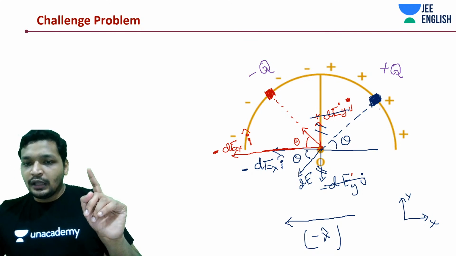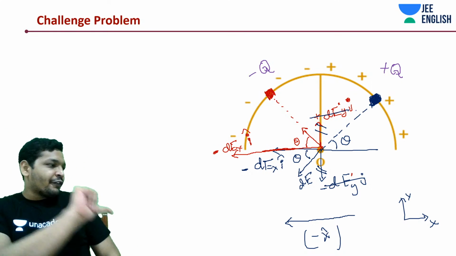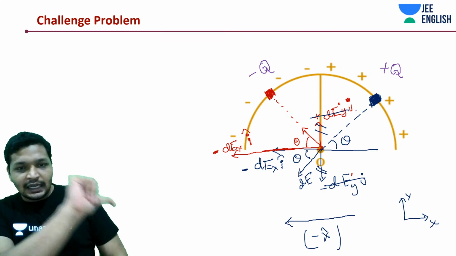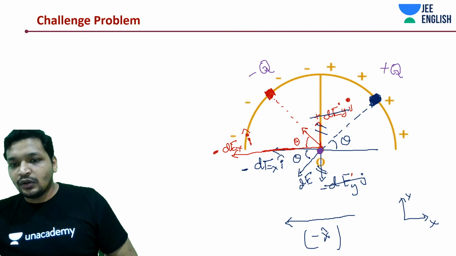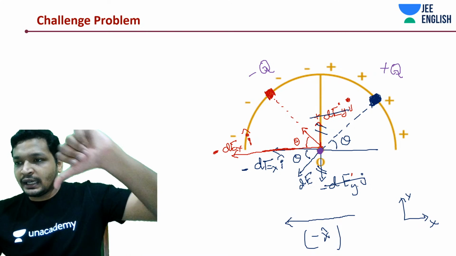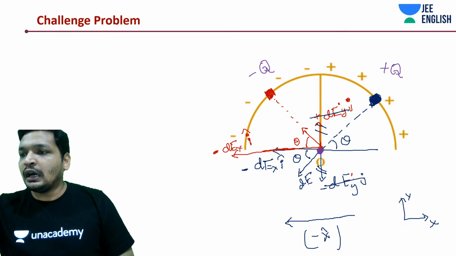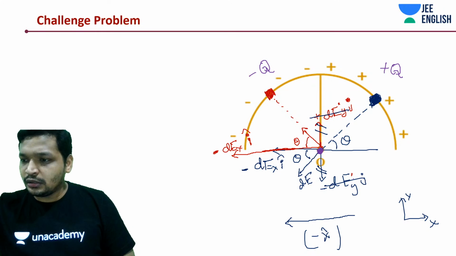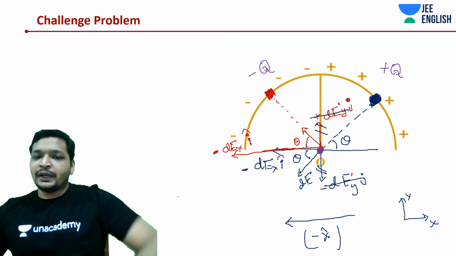If this is positive, the field will be flowing away from it, isn't it? The field will be flowing in this direction away from it. I'm talking about this point O, right? So this is dE, this is theta, this is also theta. This is going to be minus some dE y j, minus because it is the minus j direction. So this is going to be in the minus y direction.